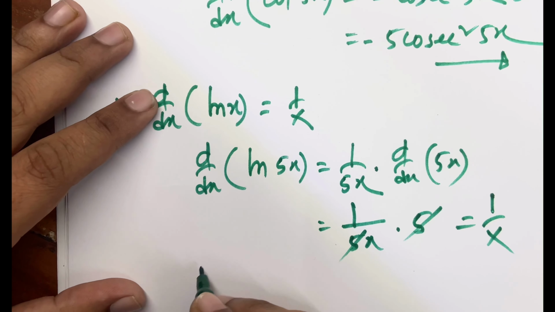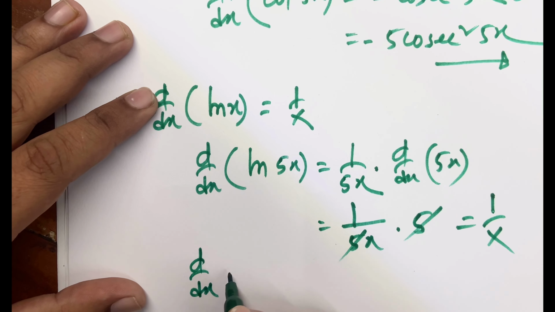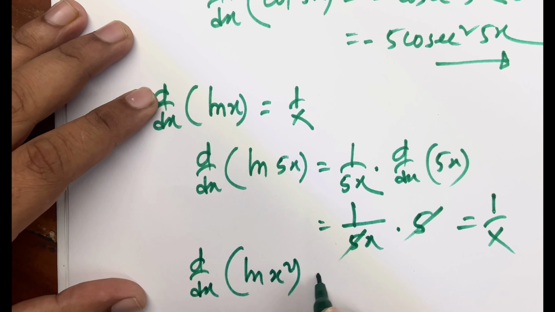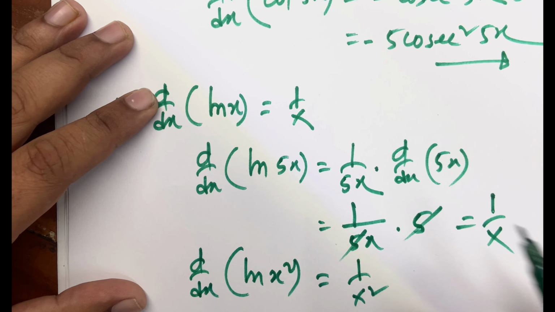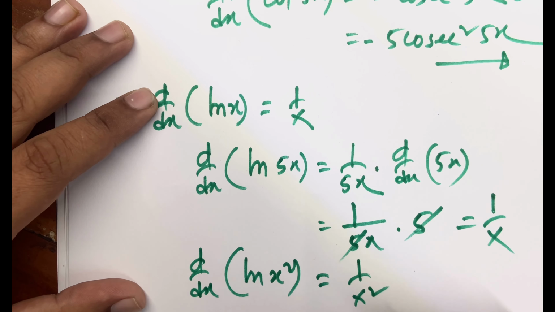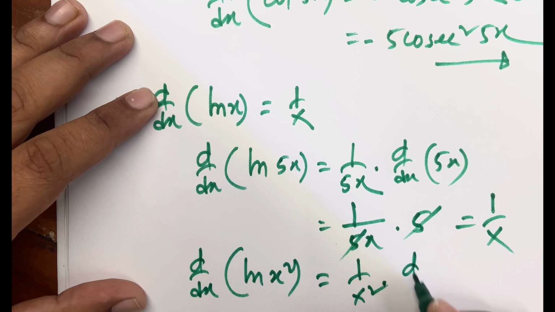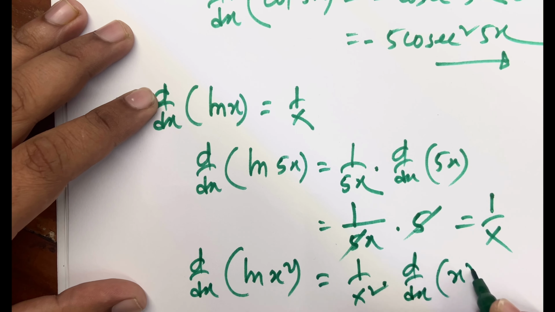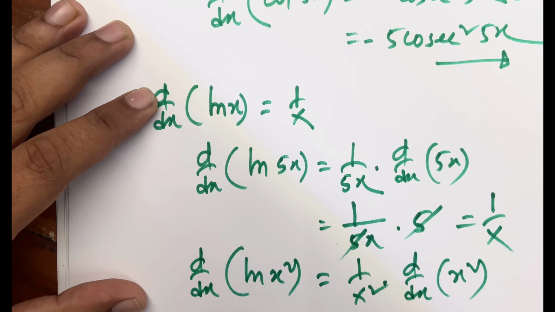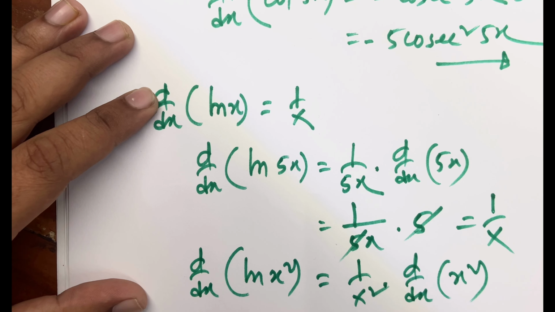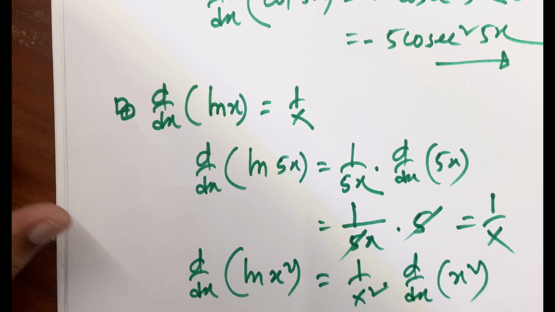Ln x square, d/dx of ln x square. So what is the value of this problem? So you can say easily 1 by x square, because we know that the derivative of ln x is 1 by x, so this time you can say ln x square gives 1 by x square. Again d/dx of x square is 2x, so this time you can say 1 by x square times 2x, and x is cancelled, so you can say easily 2 by x. This is the answer.